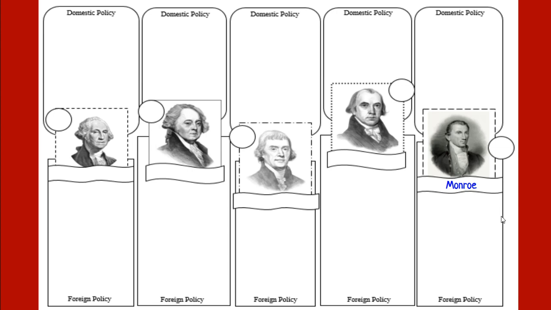Monroe's going to have 2 very important events during his presidency. The first is what we refer to as the era of good feelings. The era of good feelings was a time period in which, like I mentioned, most Americans were a part of the same political party, the Democratic Republican Party. This was due mostly to the collapse of the Federalist Party, that old party of Alexander Hamilton and John Adams.